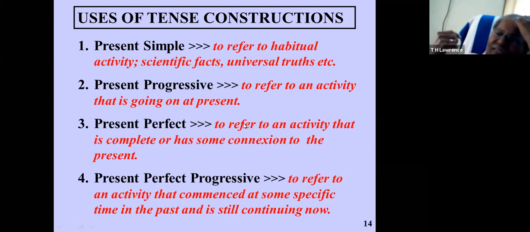Then scientific facts. Let's take this: the earth is round. Okay, that's a scientific fact. And we use only is. It is not that the earth is having a round shape. No, the earth is round. Or the earth moves around the sun. We don't say the earth is moving around the sun. The earth moves around the sun. So here, moves is in the simple present tense construction.